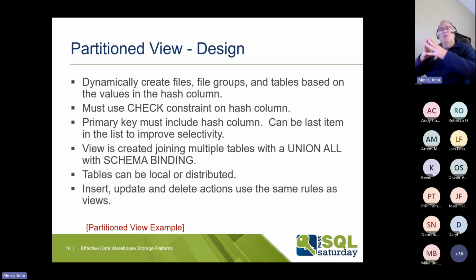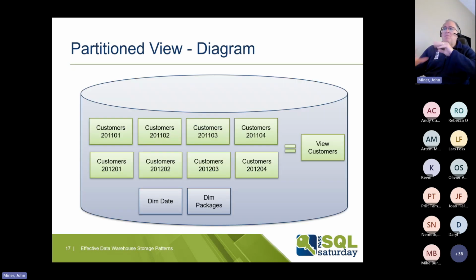And insert, update, and delete actions use the same rules as views. So if you make your view and it's on 2 different tables, right, you cannot go ahead and update both sides because it can't do that, right? You can only update one table at a time. So look at the documentation on views and the limitations, right? So, partition view example, okay? I'm going to get to the diagram, then we'll get into the actual how you do it. So before we partitioned by database, now we're going to partition by table. So we're going to put the data for 2011-01 in one table, the data for 2011-02 in the next table, and so on.